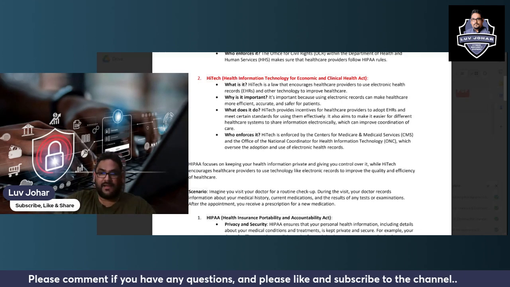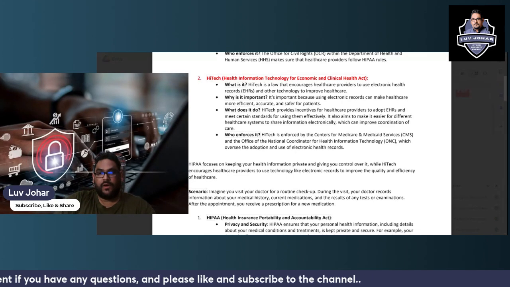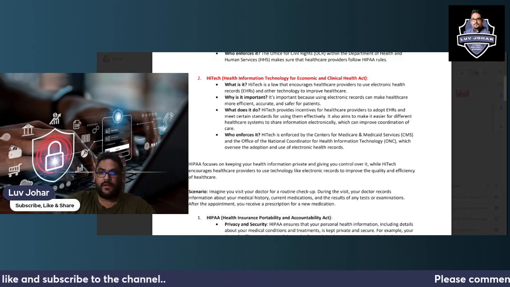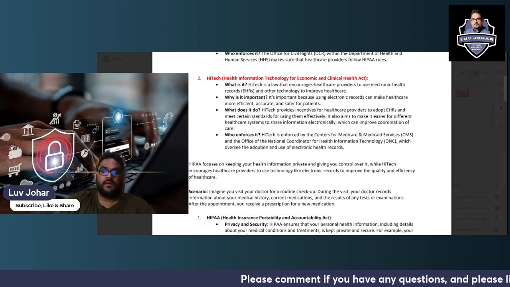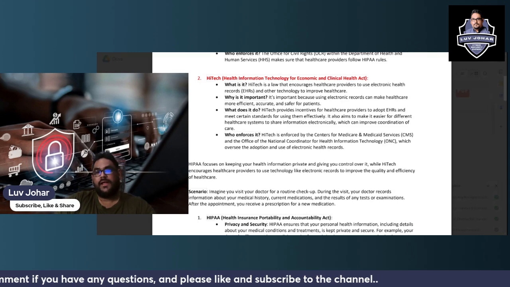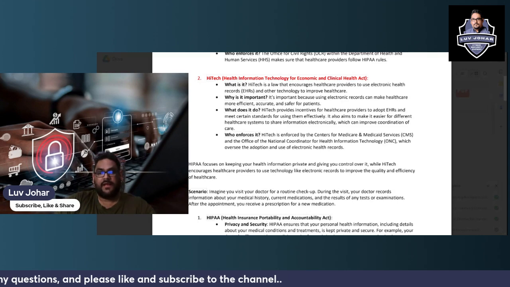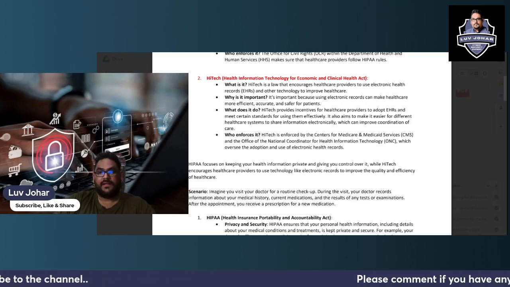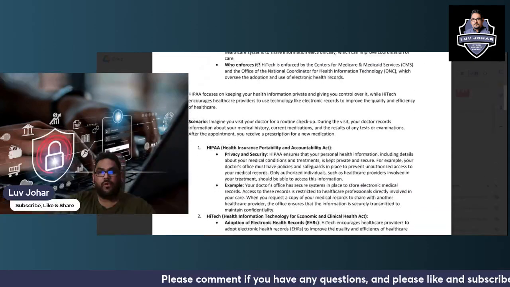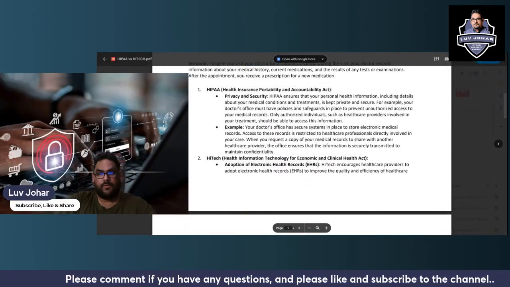So, in a nutshell, so far, if we see what is HITECH and what is HIPAA, HIPAA basically focuses on keeping your health information private and giving you control over it. Okay, what sort of medical information does the healthcare provider have on you? While HITECH is basically encouraging all the healthcare providers to use technologies like electronic healthcare records to improve the quality and efficiency of the healthcare. So objectives are different. You can clearly see that. Now let us understand more with a case scenario so that you can get more clarity.